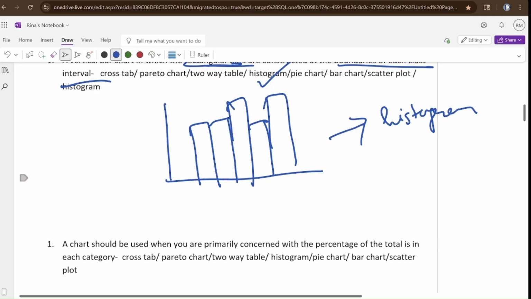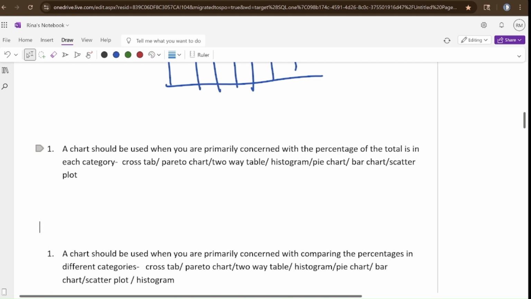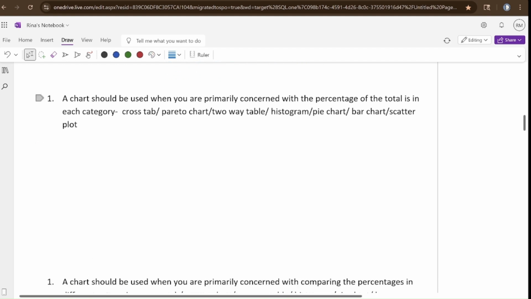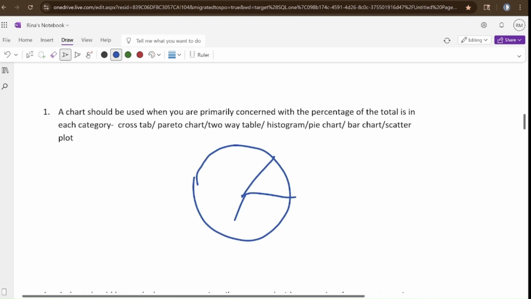Clear? Now next question. A chart should be used when you are primarily concerned with the percentage of total in each category. See, that means it will look like this. This percentage, you have to show the percentage in this way. This one is simply pie chart.